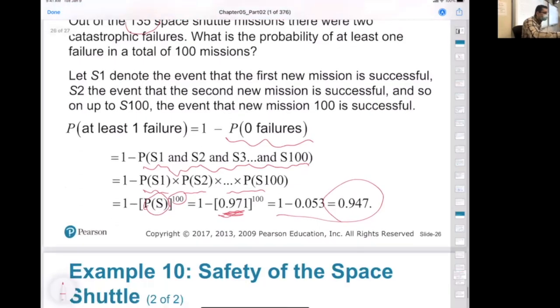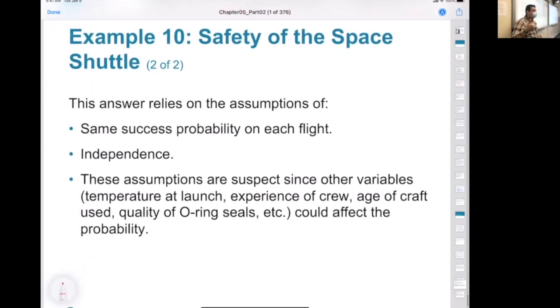Why? Because when we try to answer these questions, we have these assumptions. First, the same success probability on each flight or mission, and of course this is not true. In reality, we have different probabilities. We also assume that the missions are independent, and this also is not true. Why? Because these assumptions are suspect, since other variables like the temperature at launch, the experience of the crew, and the age of the craft used are all ignored.